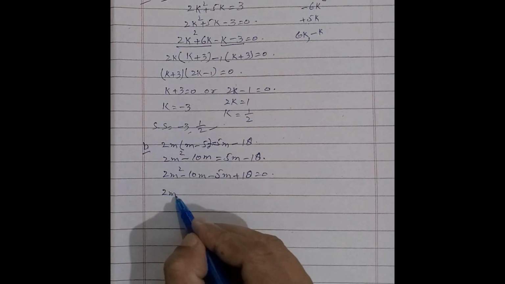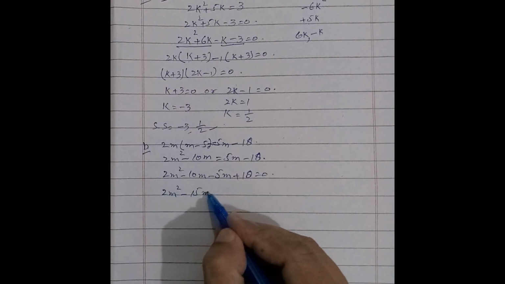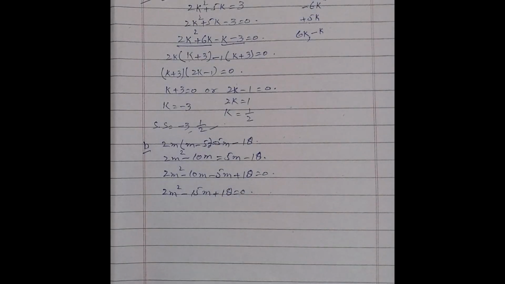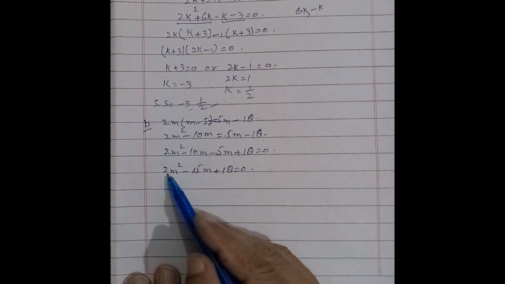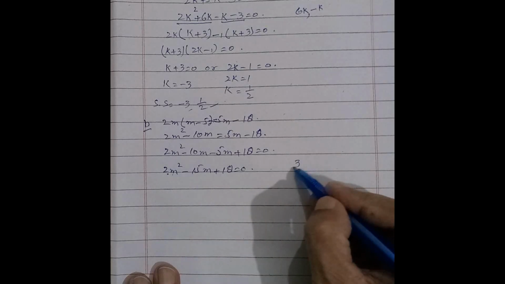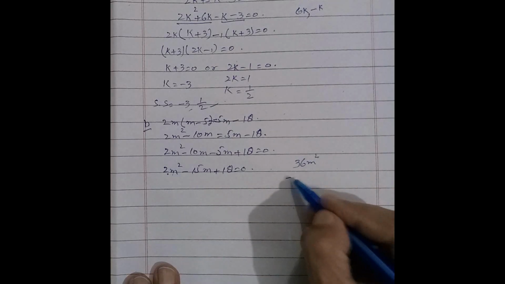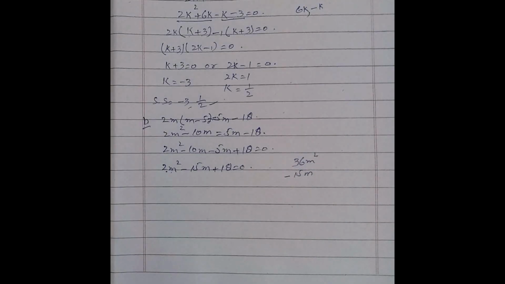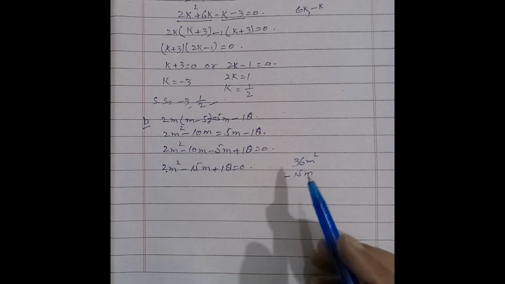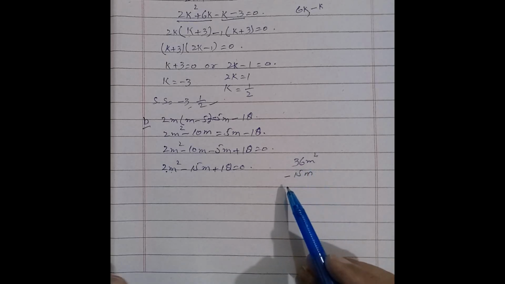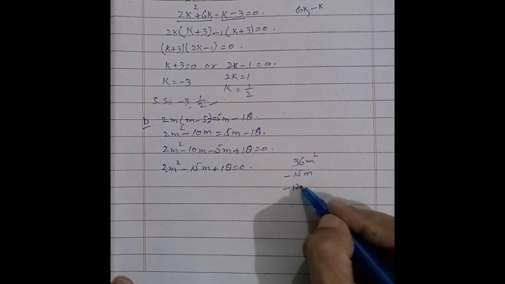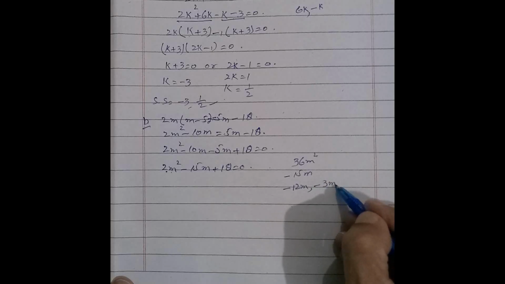And simplified, 2m square minus 15m plus 18 is equal to 0. Now we factorize the question. 2m multiplied by 18 is equal to 36m square, and the mid value is minus 15m. Now we find the two values which multiply to give 36m square, and when we add them the answer is minus 15m. These values are minus 12m and minus 3m.